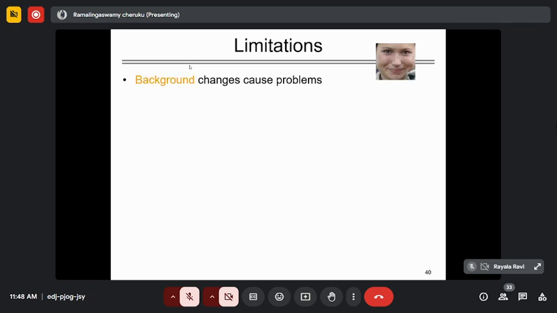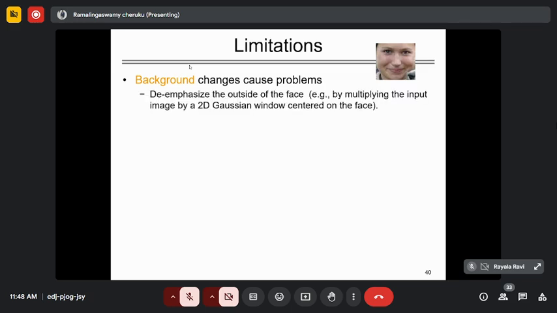recognition, it has certain limitations. One is that background changes may lead to some problems. So we work around this by multiplying the input image by a 2D Gaussian window centered on the face. We can use a filter called a Gaussian filter, a 2D filter, so that when I run it over the face, I can reduce the impact of the background.